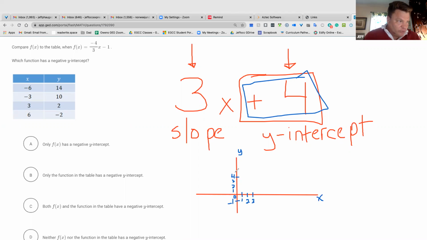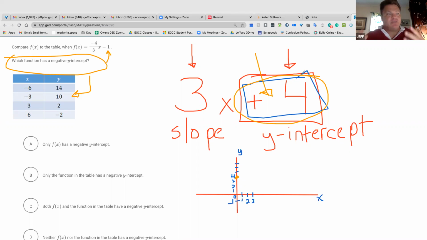So 4, 5, okay, here we go. This number, +4, means that our first dot for this line, which I'm going to put in orange, would be right here. So that is an important number. And we see right here that this says which of these two things has a negative y-intercept. So that's where we're heading towards. In this example here, it has a positive y-intercept because it's +4.